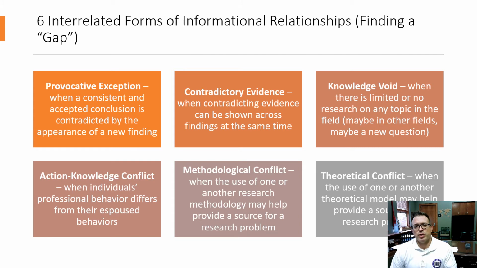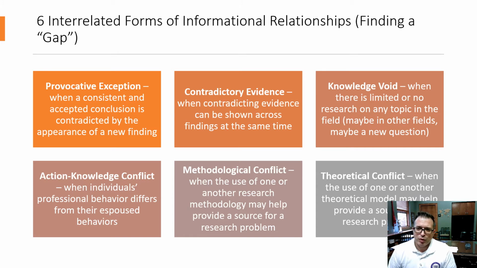Contradictory evidence. When contradicting evidence can be shown across findings at the same time. So sometimes people say good writing is the result of this, and other people say good writing is the result of this. And so we can either draw connections between those two things because they seem to contradict, or we can run a study that seeks to find out which one is more accurate than the other, or maybe another option is more accurate than both. Because of being contradictory, they're kind of disproving one another.